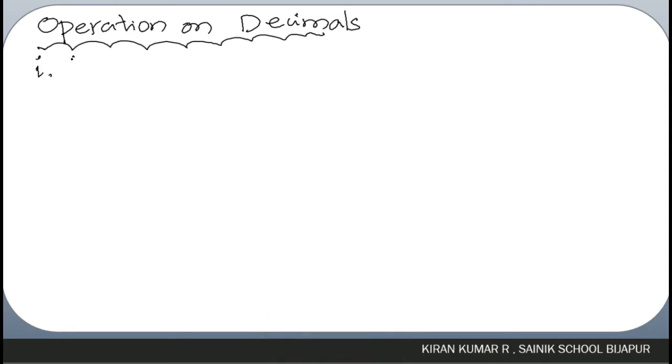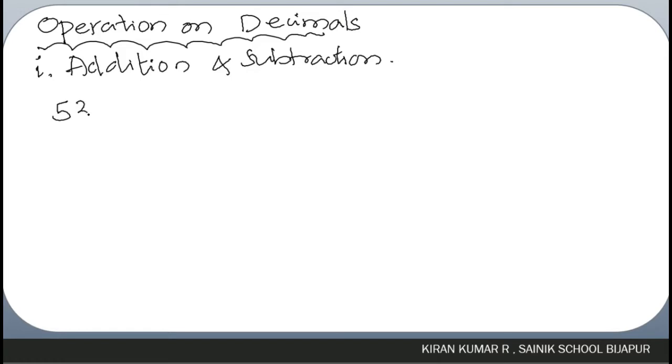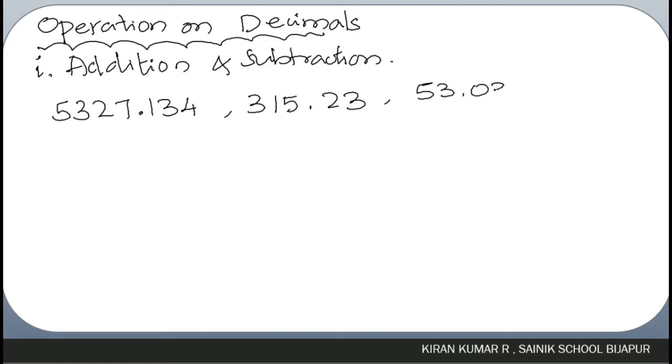First, we are going to discuss about addition and subtraction. If you are asked to add the numbers 5327.134, 315.23, 53.036 and 27. If these four numbers are given to be added, how do we add the decimals? What method we follow is, we will write the numbers one below the other such that the decimal point is exactly below the other decimal point.